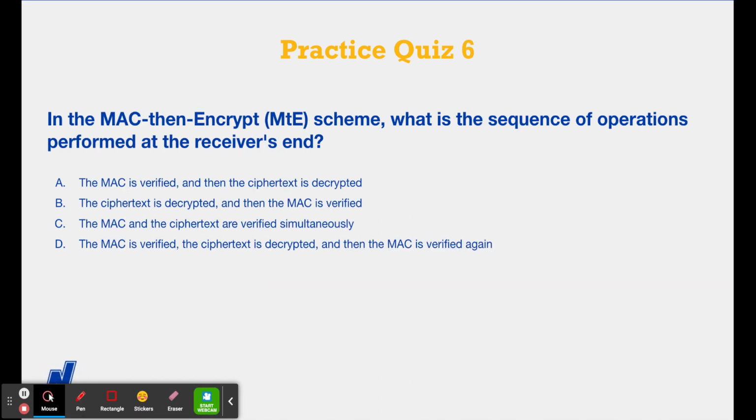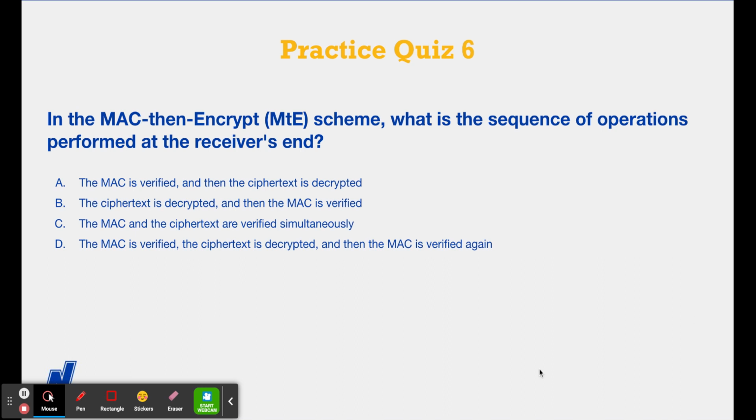Perfect. Now let's go into another quiz question. So we talk about here is in the MAC then encrypt, the MTE scheme. What is the sequence of operations performed at the receiver's end? Is it A, the MAC is verified and then the ciphertext is encrypted? B, the ciphertext is decrypted and then the MAC is verified? Is it C, the MAC and the ciphertext are verified simultaneously? Or D, the MAC is verified, the ciphertext is decrypted, and then the MAC is verified again?